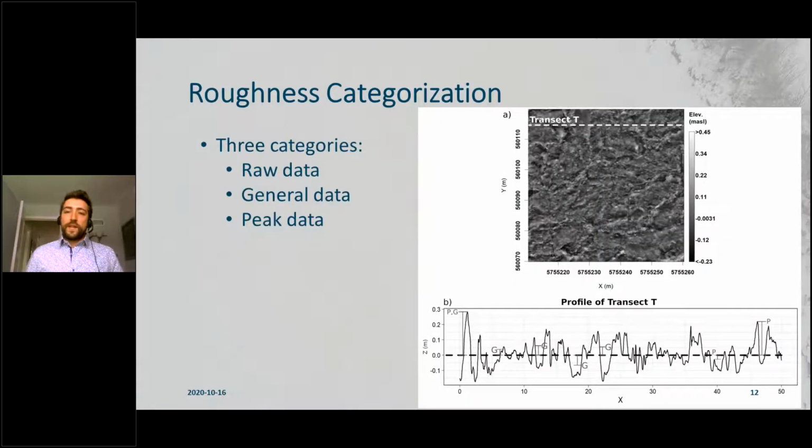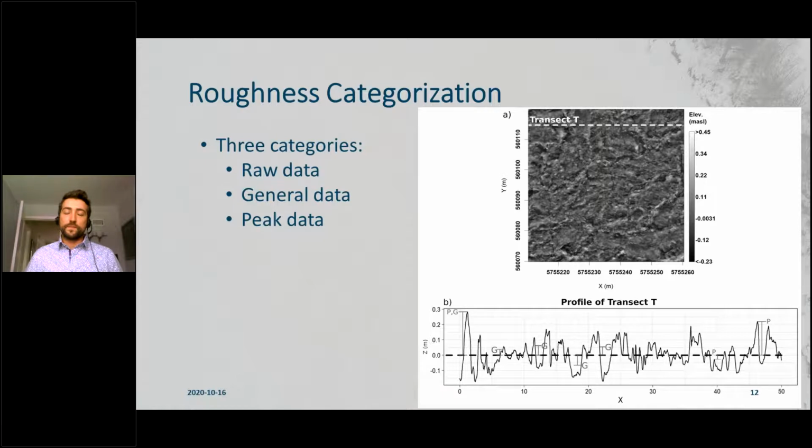From here, the surface data were grouped into 3 categories for statistical analysis. The first category is raw data, which would be the original subset with no filtering or adjustment. The next would be that same data set, although with the filtering and adjustment having taken place. And finally, the peak data, which is a subset of the general data, corresponding to only the peaks found in the surface.